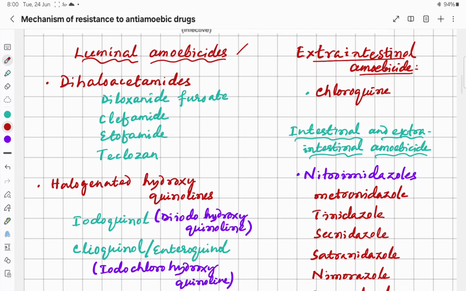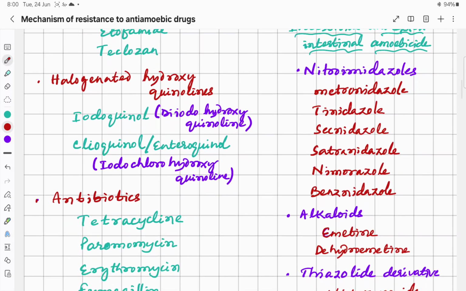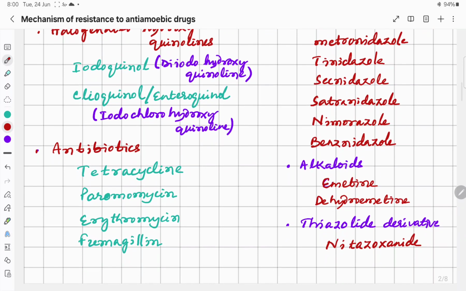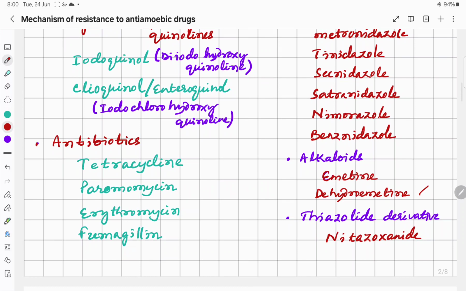Then the extraintestinal amoebicide, mostly in the liver, that is chloroquine. Then both intestinal and extraintestinal amoebicides, that is nitroimidazoles: metronidazole, tinidazole, secnidazole, satranidazole, nimorazole, and benzimidazole. These are the common group of drugs against amoebiasis. Then the alkaloids, emetine and its derivative dehydroemetine, and the new group of drugs, the thiazolide derivative nitazoxanide.